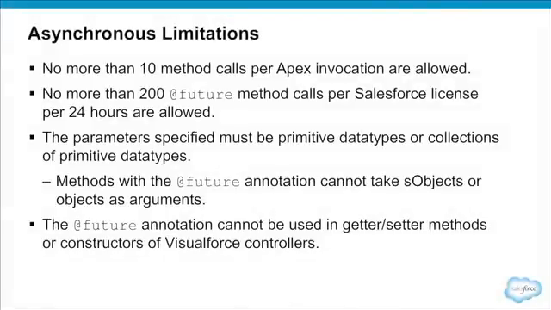Methods with the future annotation cannot take S-objects, or for that matter, any type of object, as arguments. What you're limited to are primitives or lists of primitives. Okay? If you're writing asynchronous Apex and you use this future annotation, you're probably going to end up passing record IDs, and then within your asynchronous Apex, doing a database call to reconstitute those records based on their IDs. But at the end of the day, you can only pass primitives or lists of primitives over to your asynchronous Apex.